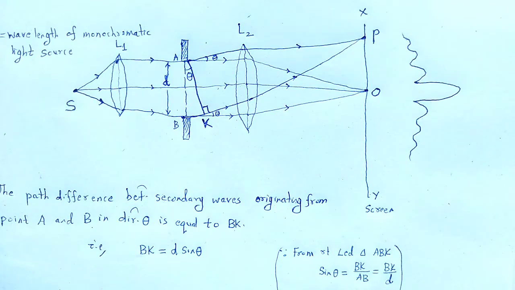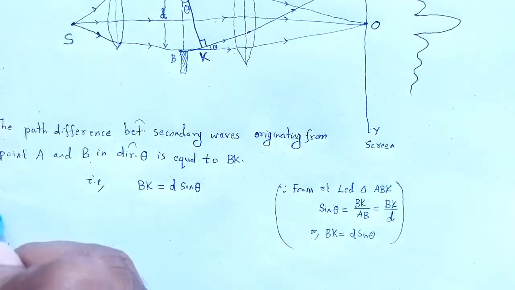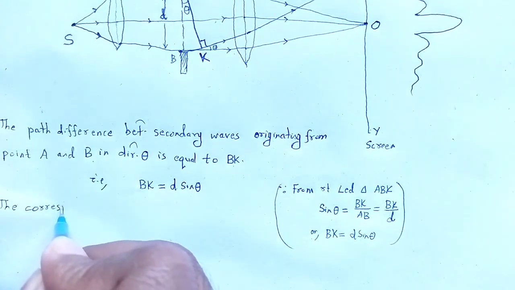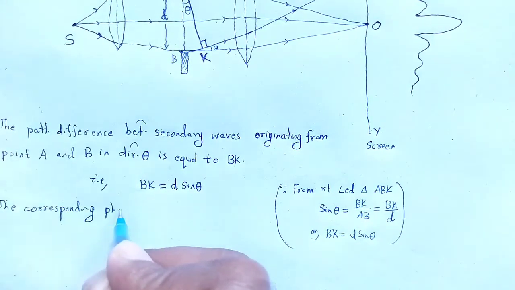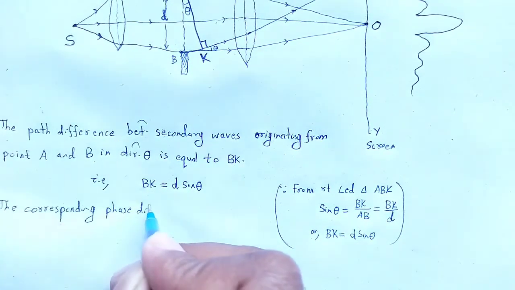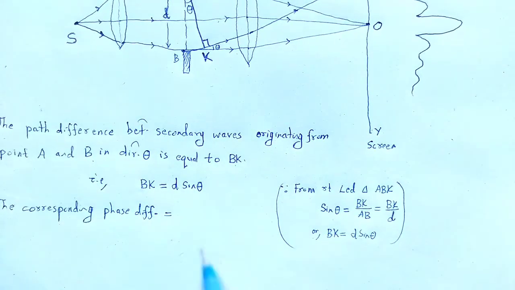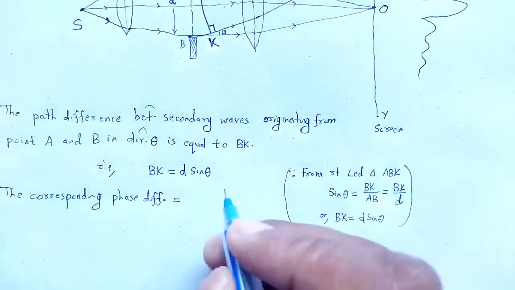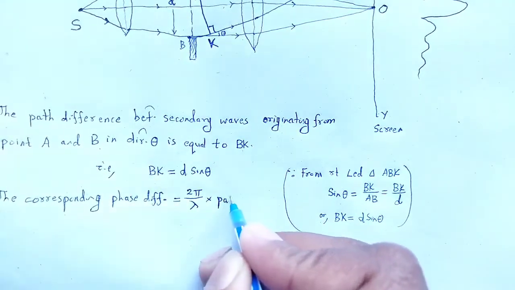Next, we have to calculate the phase difference. The corresponding phase difference: the relation between phase difference and path difference is that the phase difference is equal to 2 pi by lambda into path difference.